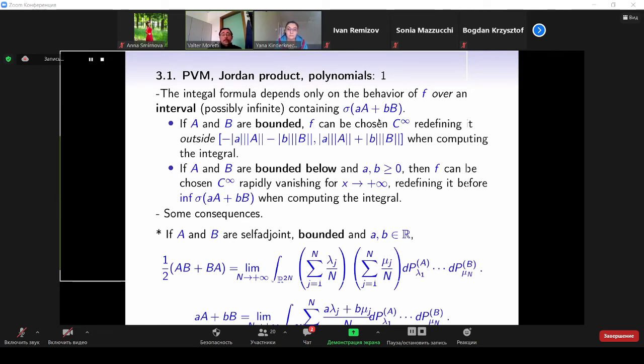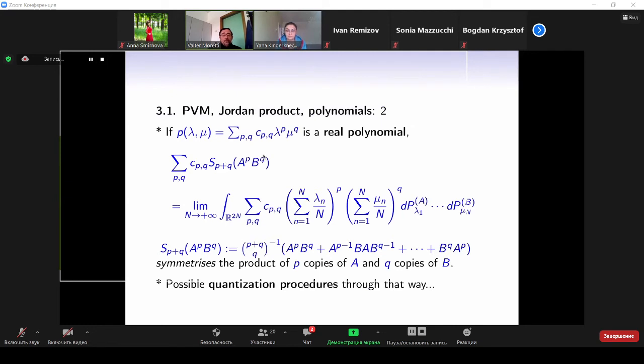If A and B are bounded or are bounded below, for instance, you can change the function f outside this domain or this interval, or the analogous semi-interval when A and B are bounded below. So in this case, we can extend the family of functions which can be used in our formula. For instance, in the case of bounded operators, using generic smooth functions defined on the whole real line. And we obtain, for instance, this formula for the Jordan product. Again, you see here an average value of the eigenvalues of the elements of the spectrum.